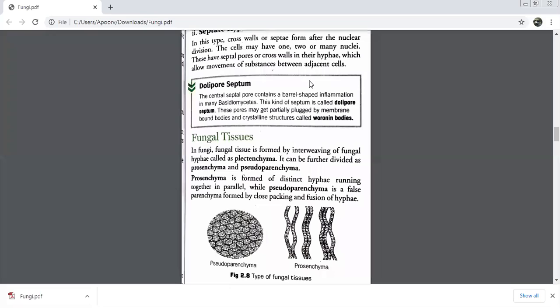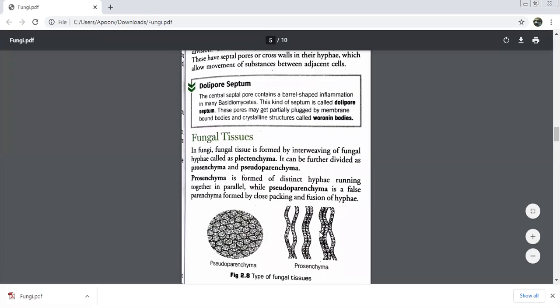Plectenchyma is again of two types, prosenchyma and pseudoparenchyma. Let's talk about prosenchyma. This is formed of distinct hyphae running together in parallel. Can you see this figure, all of you? These are distinct hyphae. They look completely separate, not mixed up with each other. They are running parallel. Such an arrangement is known as prosenchyma.